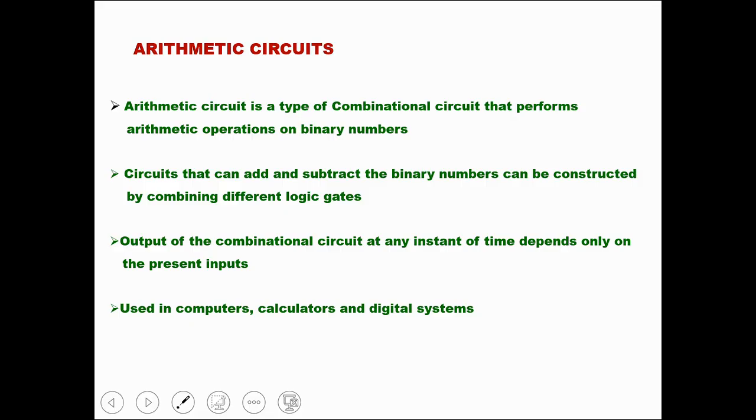Circuits that can add and subtract the binary numbers can be constructed by combining different logic gates. Output of the combinational circuit at any instant of time depends only on the present inputs. So it does not depend on the previous inputs. So these arithmetic circuits are used in computers, calculators and digital systems.